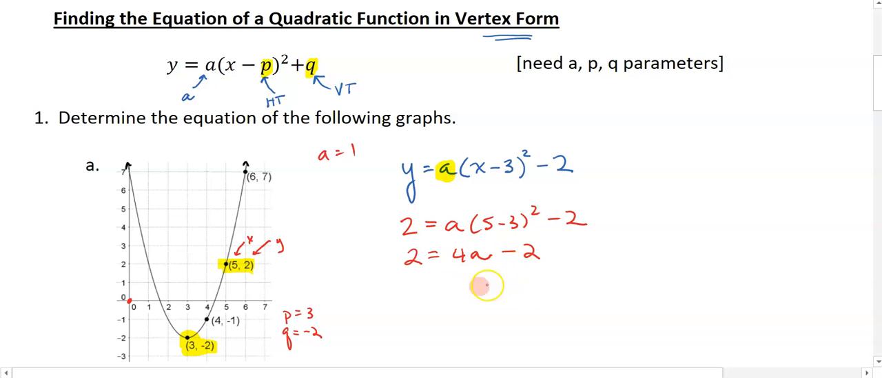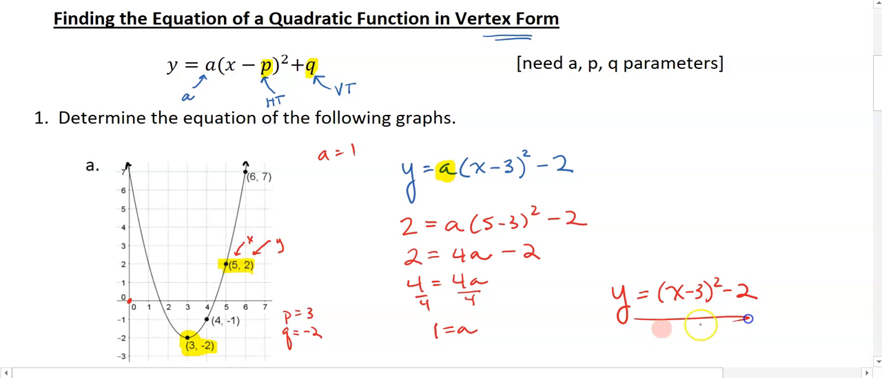And then I'm going to add 2 to both sides. So I'm going to take this -2 to the other side. It becomes +2. And now I'm going to divide both sides by 4, right? And I get 1 equals A. Oh yeah, A is 1. That is the shape of the parabola. So now I substitute 1 in for A, which you don't need to write when it's 1. And so now I know the equation of this parabola is this.